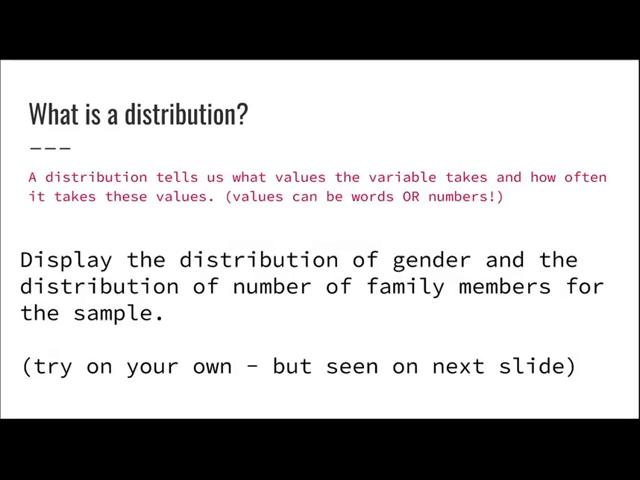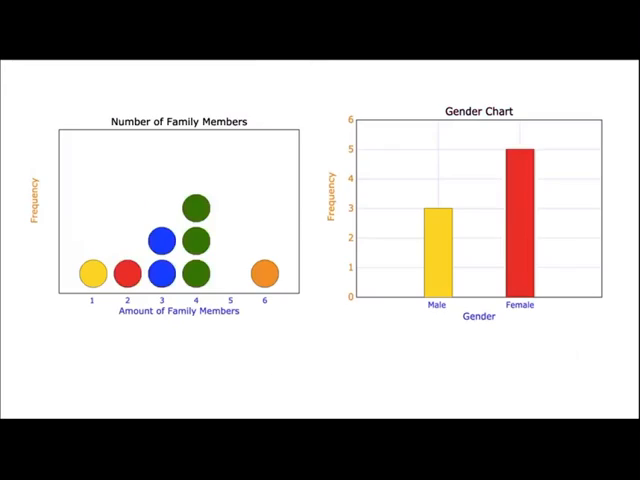So next, what I want you to do is display the distribution of gender and the distribution of number of family members for the sample. So go back and look at that sample of the census and figure out how you would display the genders and how you would display the number of family members. Give it a try, and then let's look at the next slide to see what I did. So notice how for number of family members, I used a dot plot, yet with the genders, I used a bar graph.